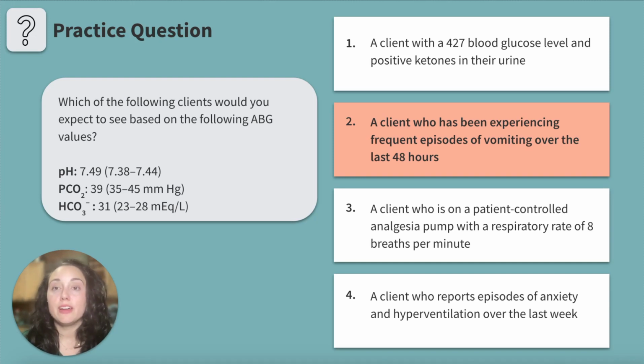Lastly, option 4, a client who reports episodes of anxiety and hyperventilation over the last week. Okay, so we see the client is also experiencing respiratory symptoms, which gives us a hint that the imbalance is respiratory in nature. Let's look further. The client is experiencing respiratory symptoms like the last client, but this client is blowing off too much carbon dioxide. They're getting rid of their acid. So this client would be experiencing respiratory alkalosis.